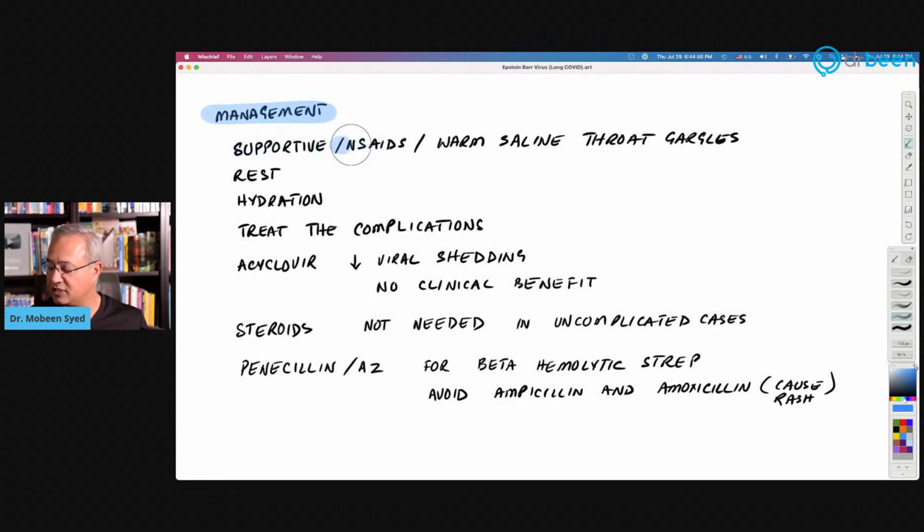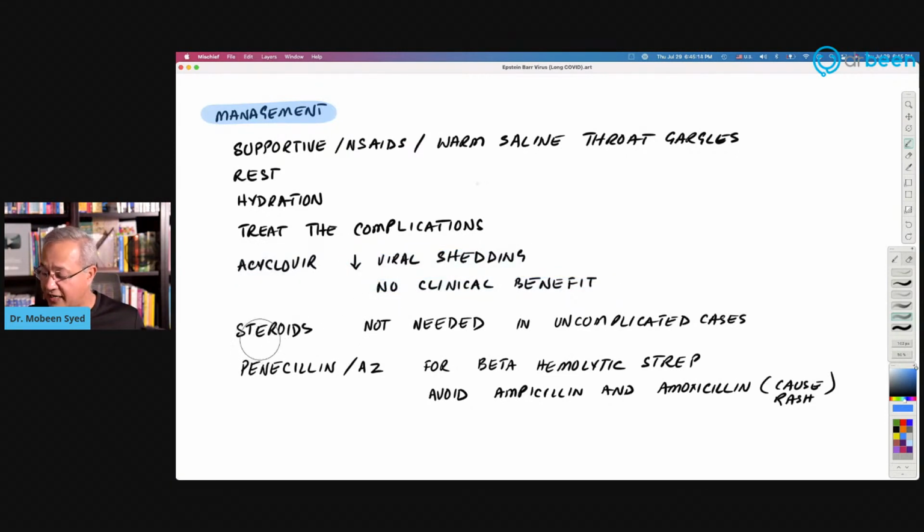Supportive management, non-steroidal anti-inflammatory drugs, warm saline throat gargles, rest, hydration, treat the complications. Acyclovir, which is an antiviral, has been shown to reduce the viral shedding. That means the virus going to others or shedding in the saliva, but no clinical benefit to the patient itself. So kind of like remdesivir for SARS-CoV-2.